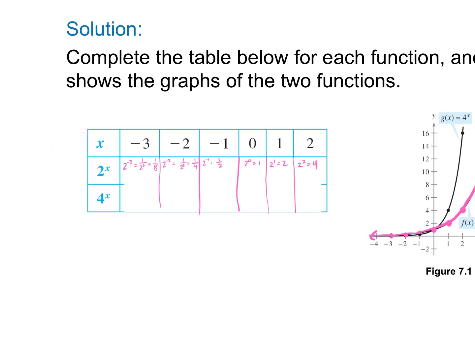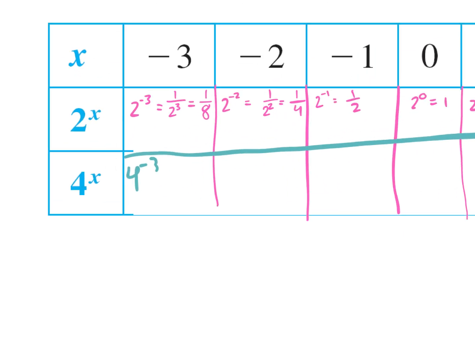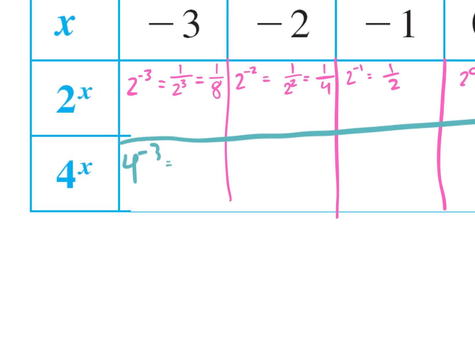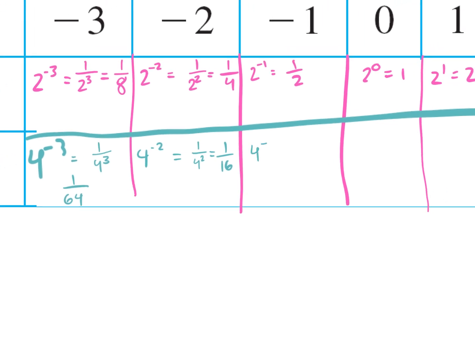Let's do the same thing with 4 to the power of x. So we have 4 to the power of negative 3. We said our negative exponent puts it in the denominator, so it'd be 1 over 4 cubed, which would be 1 over 64. So really, really small, really close to 0. 4 to the power of negative 2 would be 1 over 4 squared, so 1 over 16. 4 to the power of negative 1 would be 1/4.